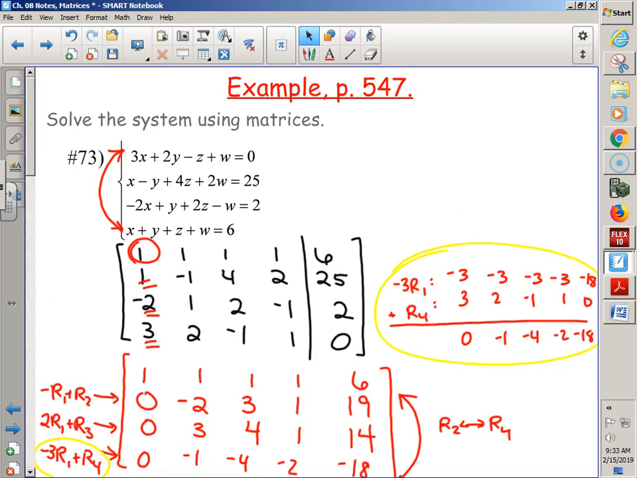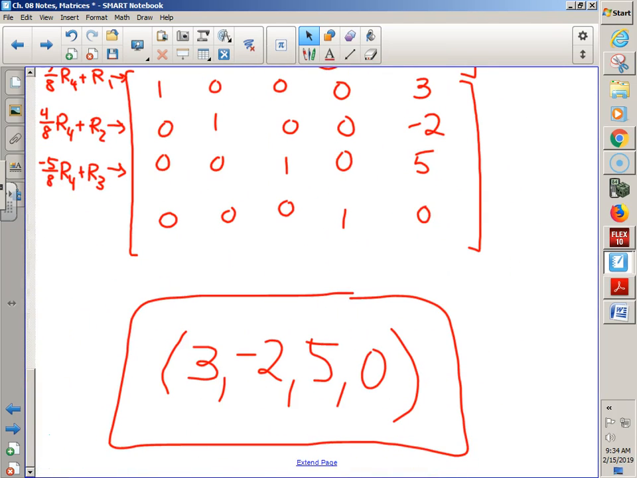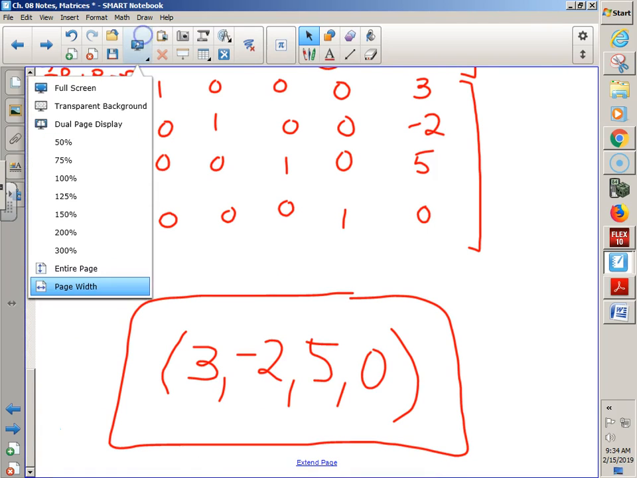3 minus negative 2 plus 2, 5. 3, negative 2, 5, 20. Sorry, 5 and 20 is 25. 25 plus 0 is 25. Yay! Guess what's going to happen when I plug in to all 4? Check and a check and a check, check. There you go. They're all going to work. Why? Because it's my solution.